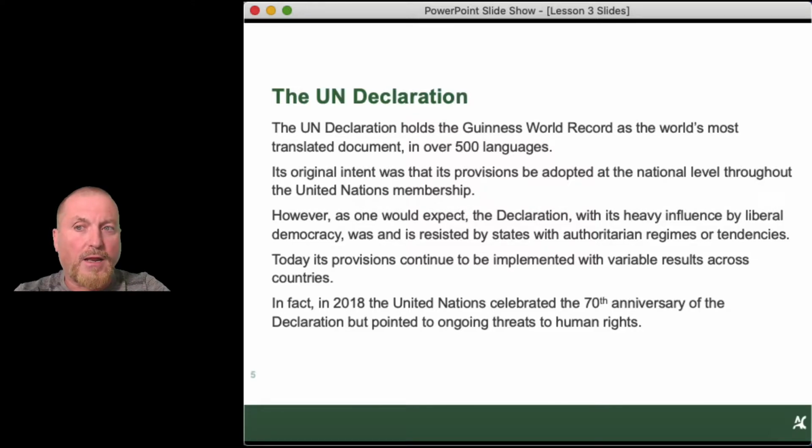in over 500 languages. Its original intent was that its provisions be adopted at the national level throughout the United Nations membership. However, as one would expect, the Declaration, with its heavy influence by liberal democracy, was and is resisted by states with authoritarian regimes or tendencies.